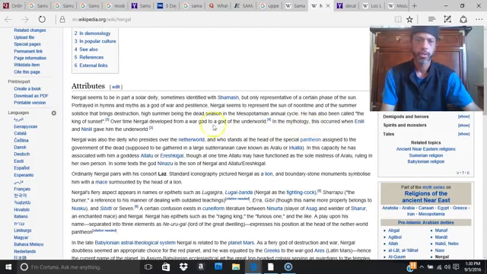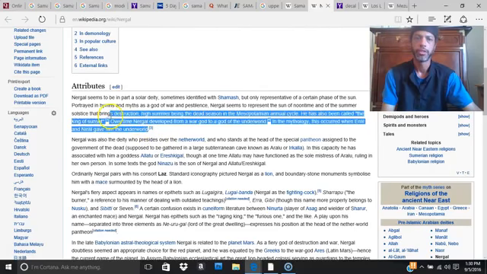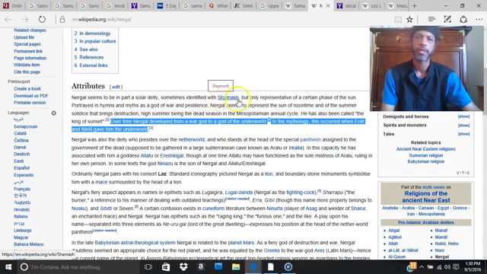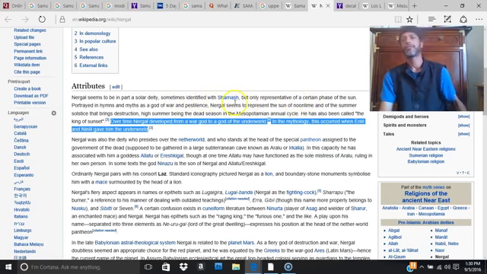In mythology, this occurred when Enlil and Ninlil gave him the underworld. Alright, so that sounds like fallen giving domination. That's actually what it sounds like. Nergal seems to be part of a solar deity, sometimes identified with Shamash.